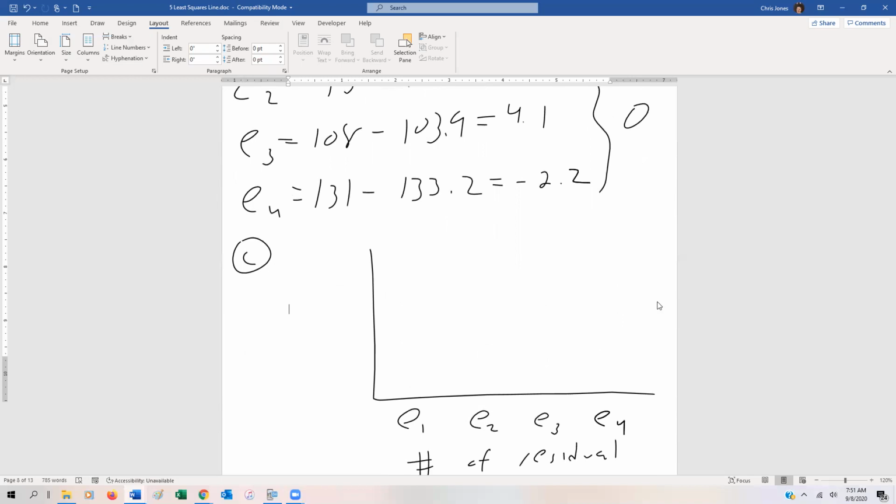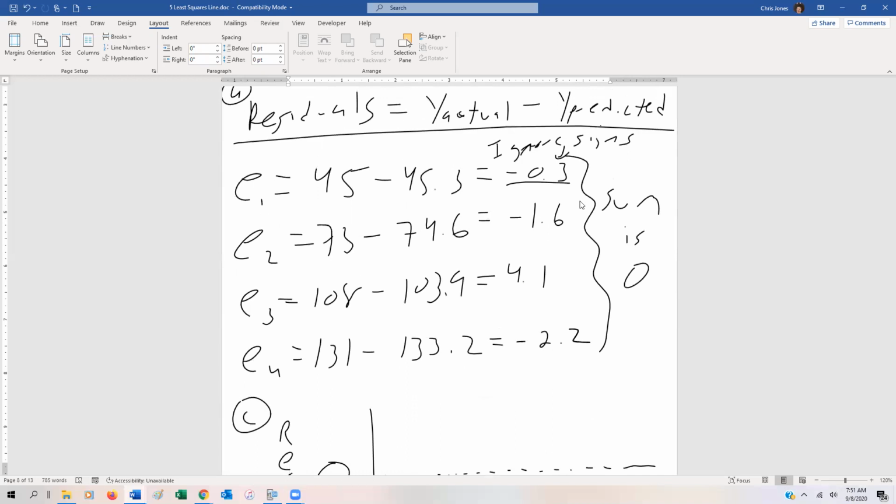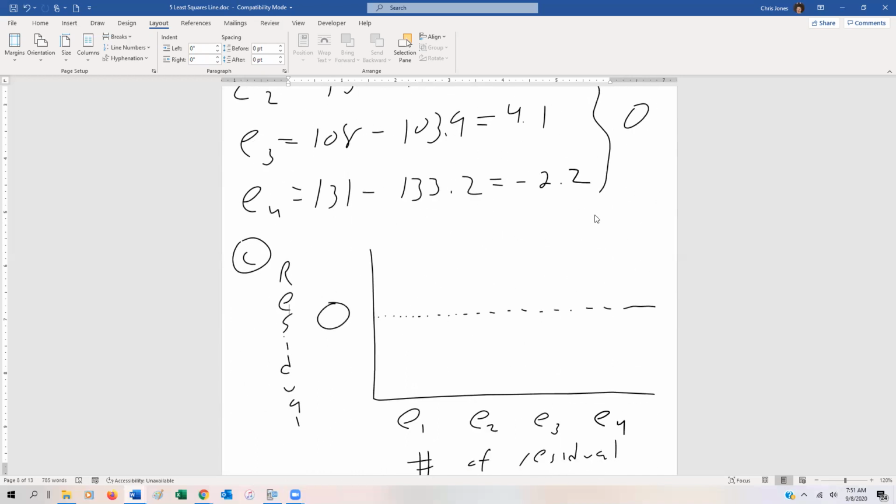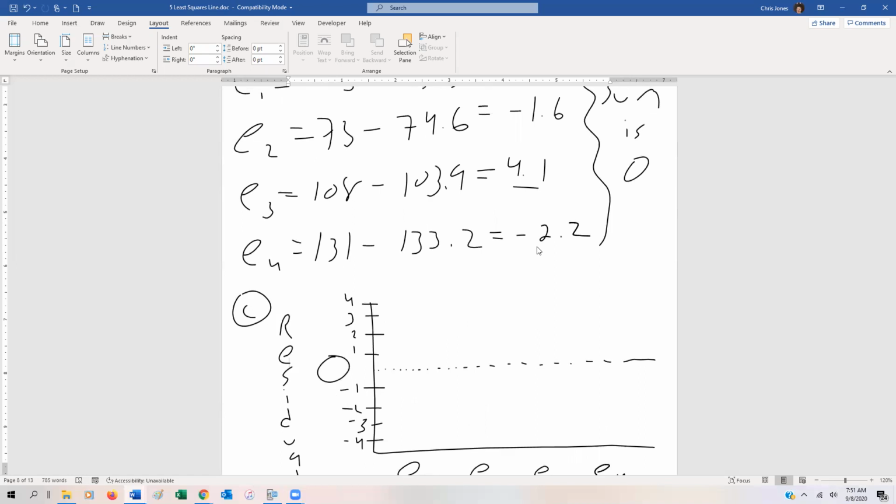So what we're going to do is draw this hyphenated line, and that's 0. And this is the actual distance for the residual value, which is the residual plot. So E1 was negative 0.03. Notice that it goes up to 4, so let's just do 1, 2, 3, 4, and then -1, -2, -3, and -4. Notice that the first point is negative 0.3. So we're just going to plot that right here.